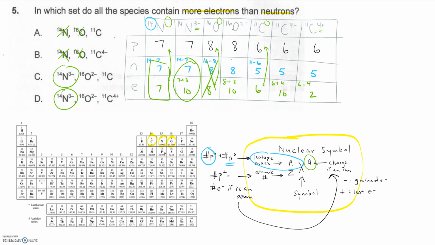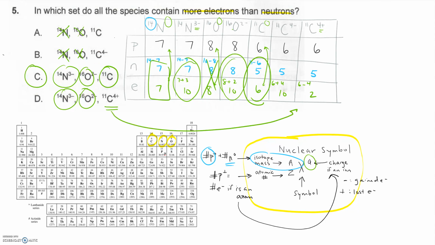And so we look at the next one, 16O2 negative. Sure enough, that's a winner. So I'm looking, oh, there they are again, C and D. I can't narrow it down quite yet. Now I can look at my carbon without a charge. I have more electrons than I have of neutrons, so that's a good one for me as well. So it's looking like C is the answer, but let's see if we can rule out D. The 11C4 plus is going to have fewer electrons than neutrons, and so therefore is not my answer either. C was the correct answer.